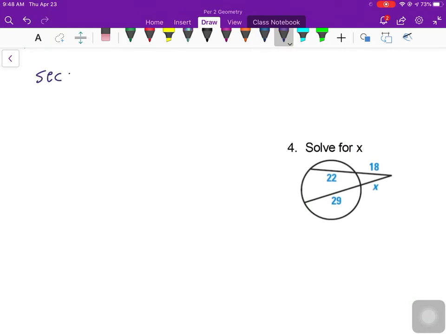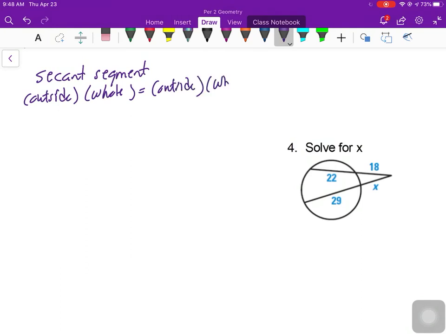So yet again, we have this secant segment situation. So yet again, we use outside times whole length equals outside times whole length. And I strongly encourage you to label the whole lengths. So right here, that whole length will be 22 plus 18, which is 40.